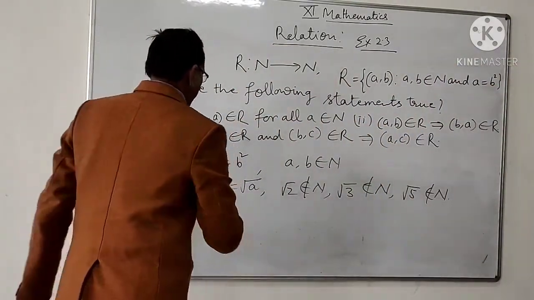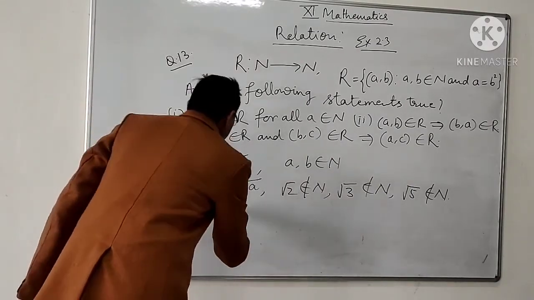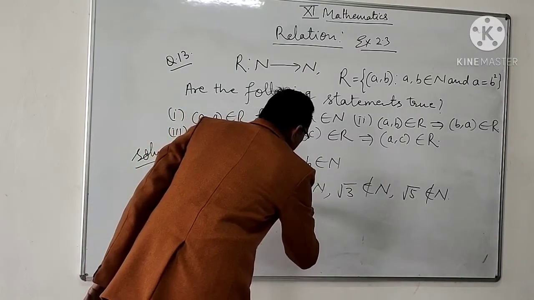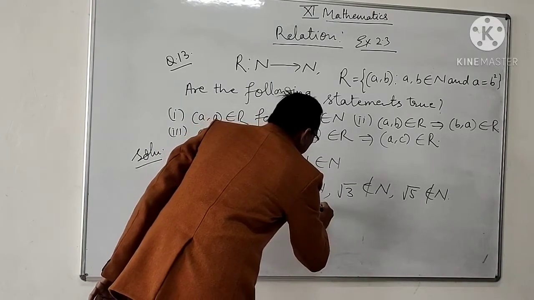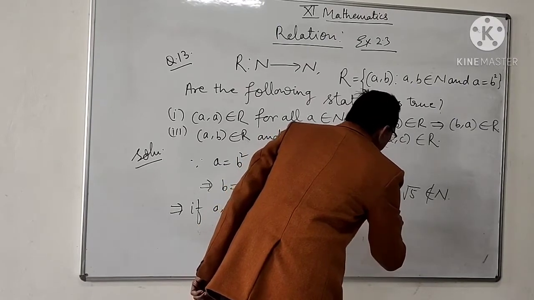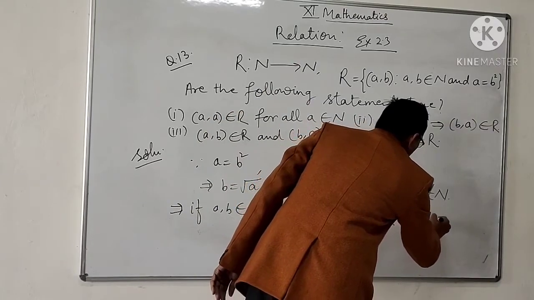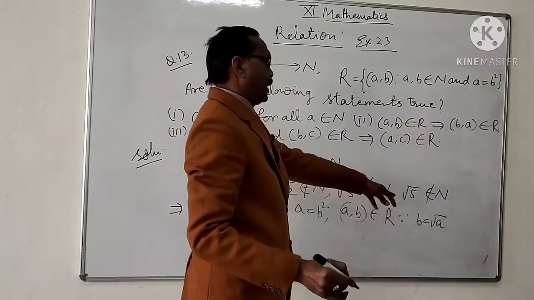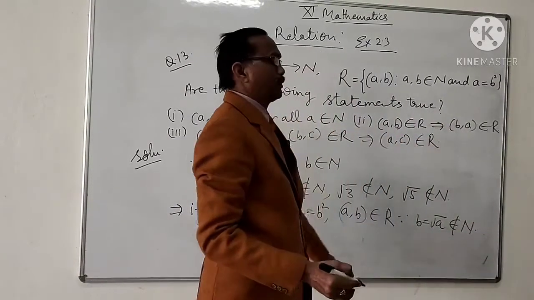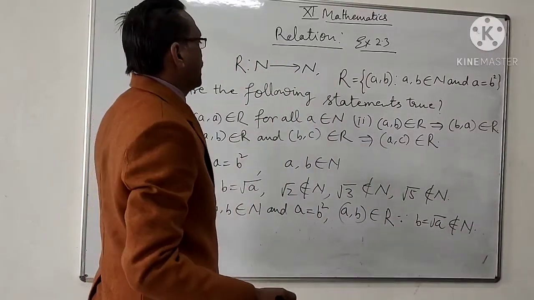So we can say, if A and B belong to N and the condition is A equals B square, then (A, B) does not belong to R, since B equals root A, which is not a natural number for all natural values of A. So that is why the condition is not true and the statement is false.